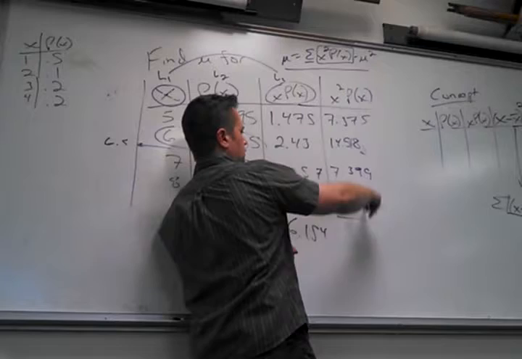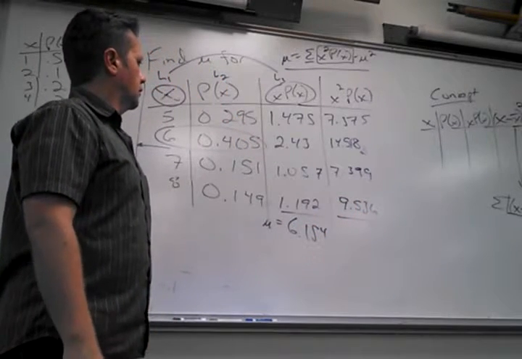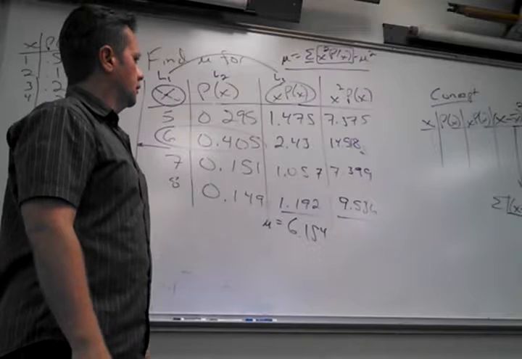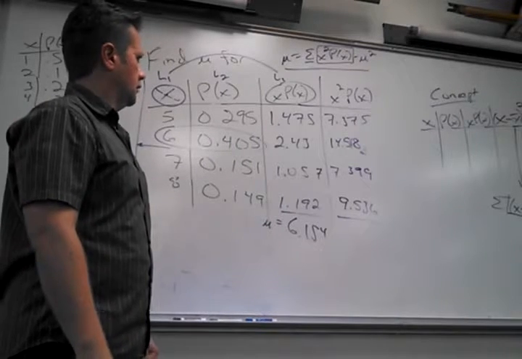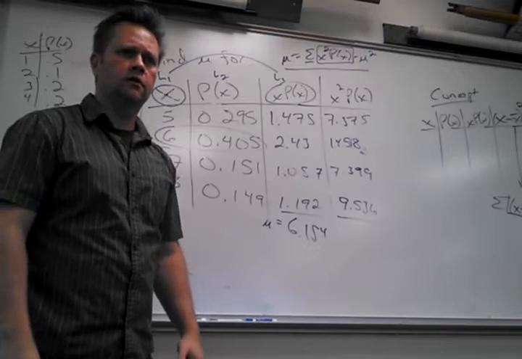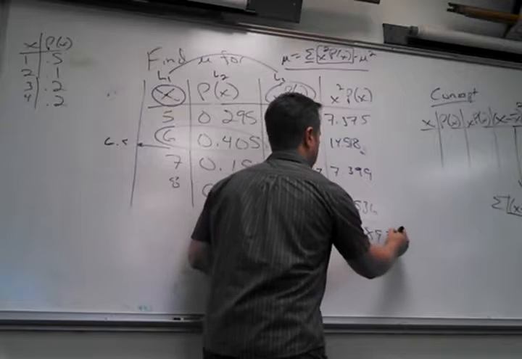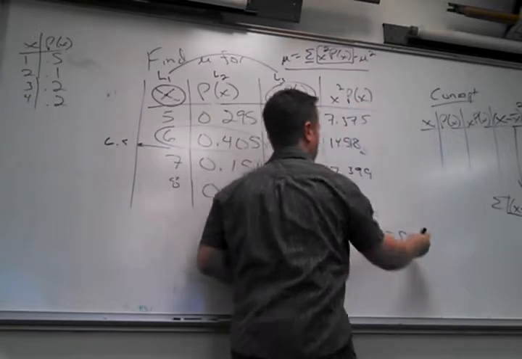And what do you get when you add those? 38.7? 38.89. And that is the sum of x squared p of x.